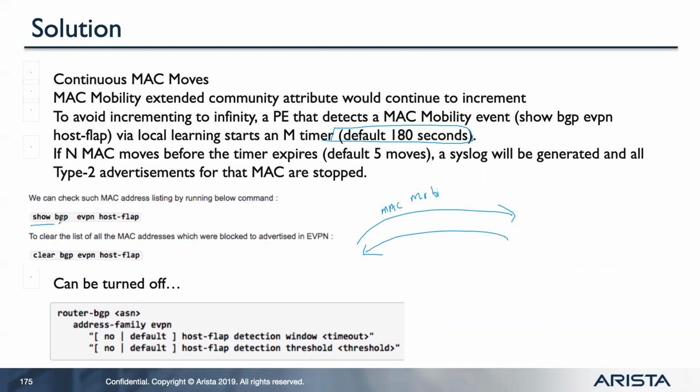So these are the commands: show BGP EVPN host flap, to just see if there are any MAC address host flaps or not. And you can also clear this, to see if there is no MAC flap, so that type 2 route updates will be started, and then you can verify whether there is still a problem or not, a MAC move.